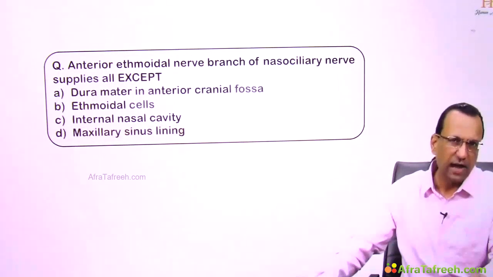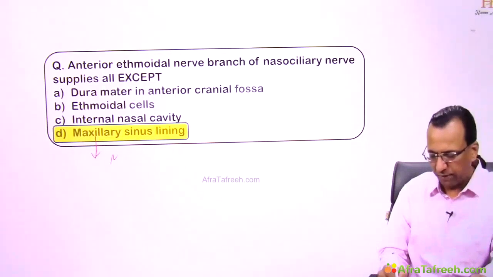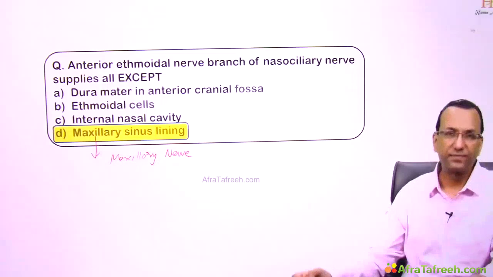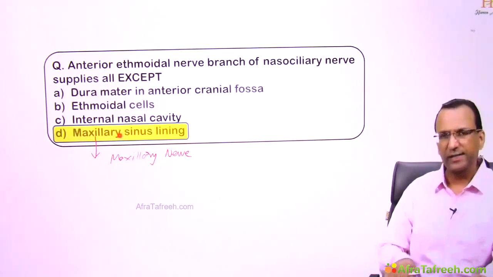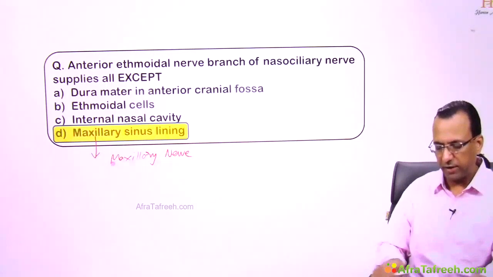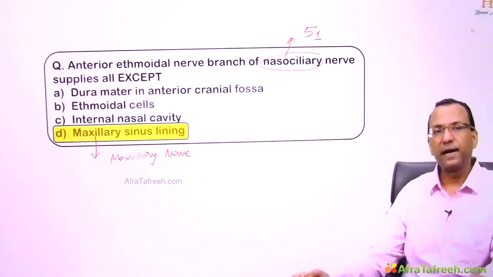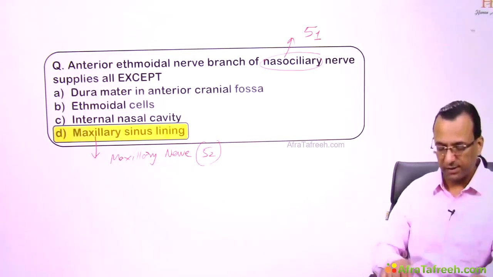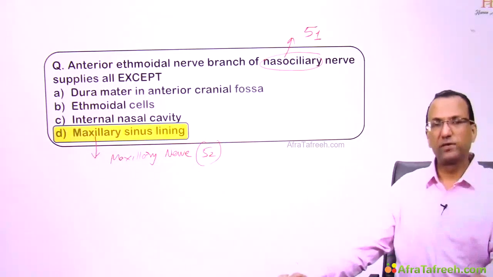Because understand, maxillary sinusitis pain is carried by branches of the maxillary nerve, not the ophthalmic nerve. So maxillary sinusitis pain will be carried by branches of the maxillary nerve, not the branches of the ophthalmic trigeminal. This is the ophthalmic trigeminal and this is the maxillary trigeminal. So this is the exception. Yes. Okay, if you say so.